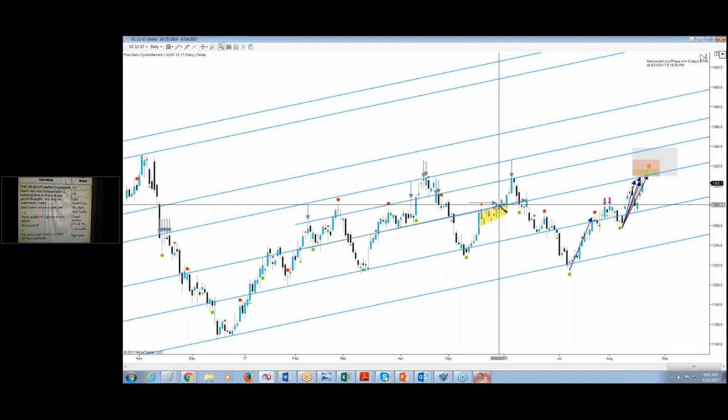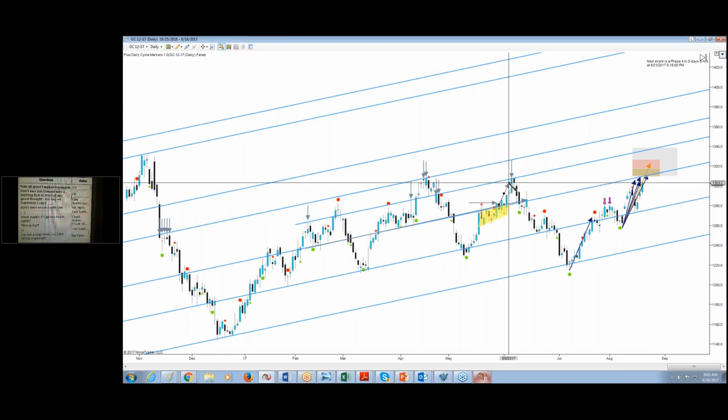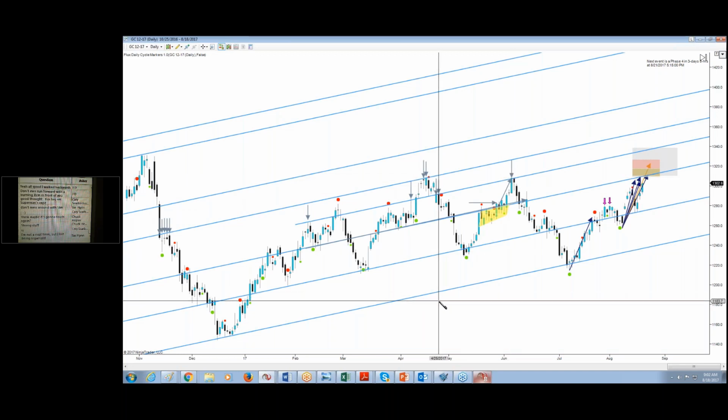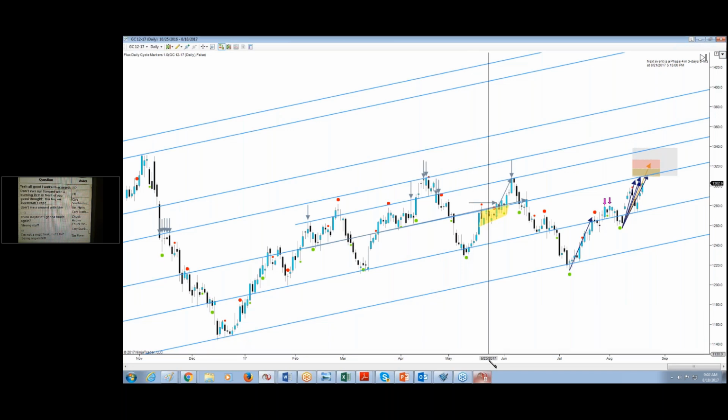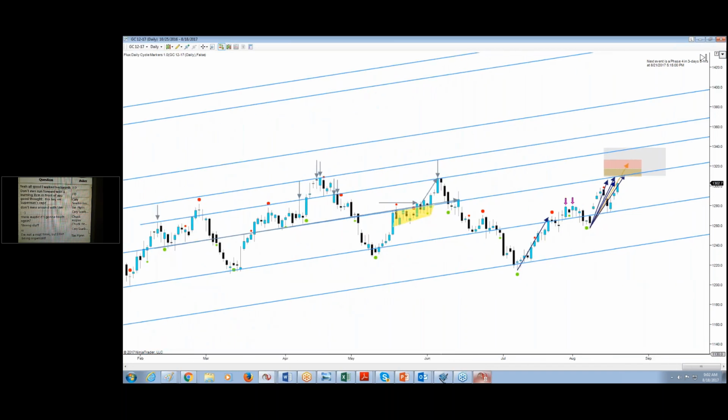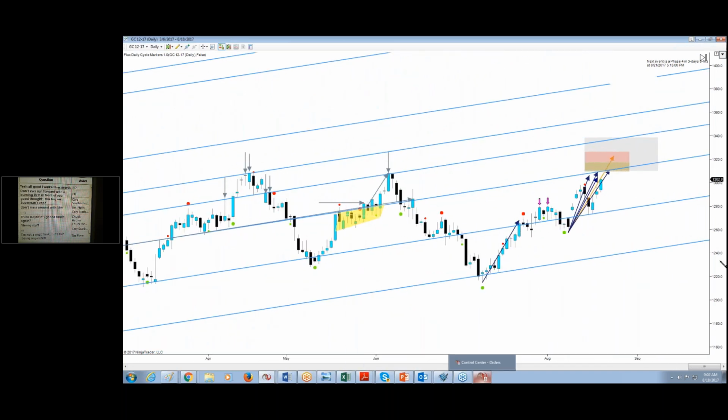When it closed above this line, where did it go? Up to there. Now stay with me. Hang on. Hold on to the reins. Ready?